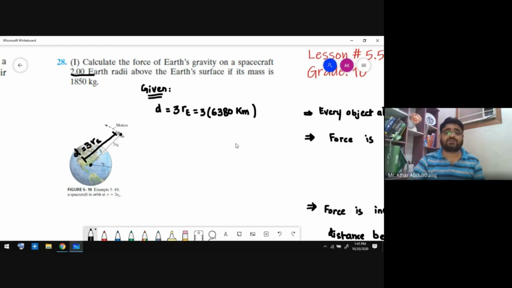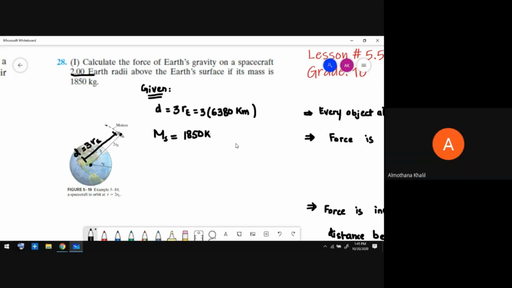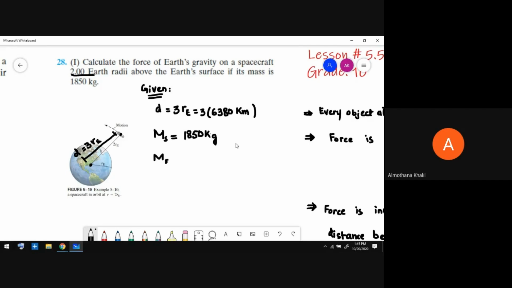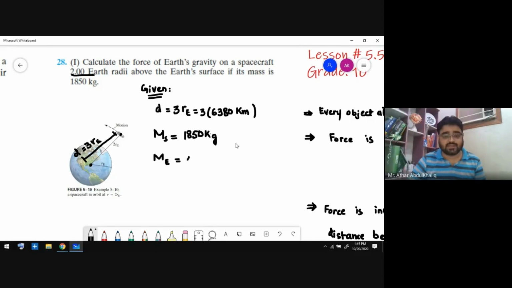Second thing is given, the mass of the spacecraft, let me write m1, or I can just say ms, is equal to 1,850 kilogram, and its unit is okay with me. But what is the second object? Earth. So do you remember the mass of the earth? 6 times 10 power 24. Very good. 5.98, exactly. But when you talk about 6, it's okay. 10 to the power 24 kilogram.